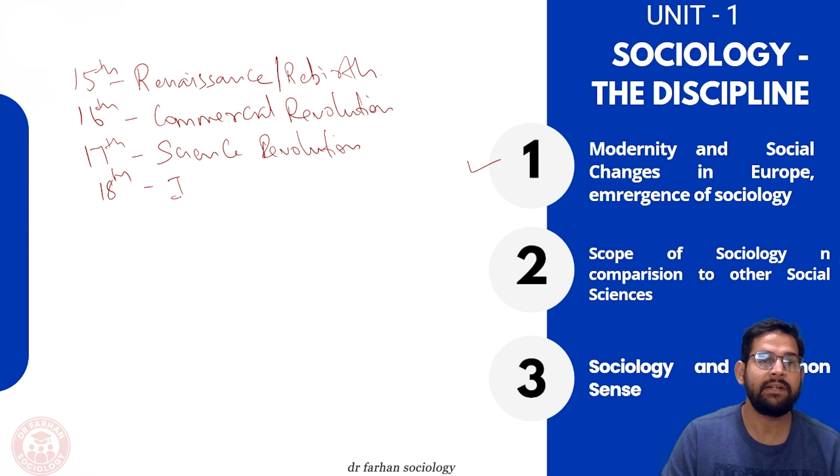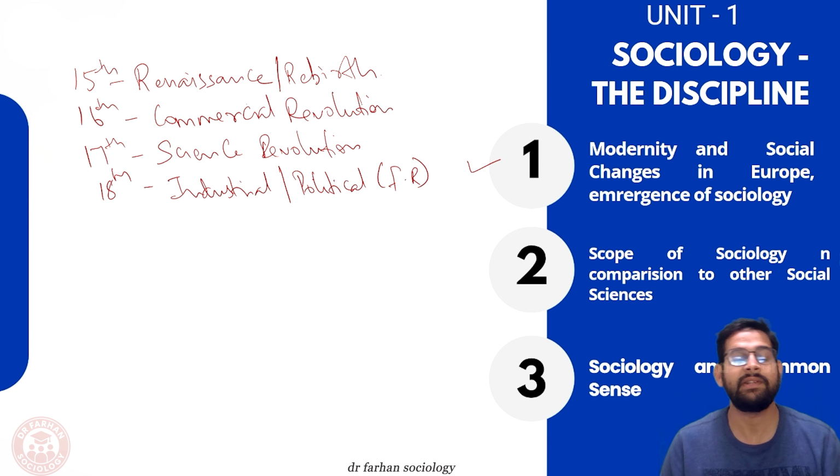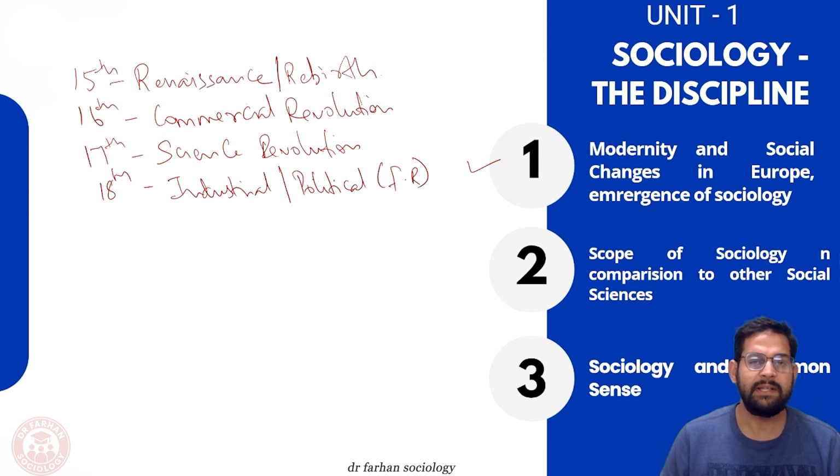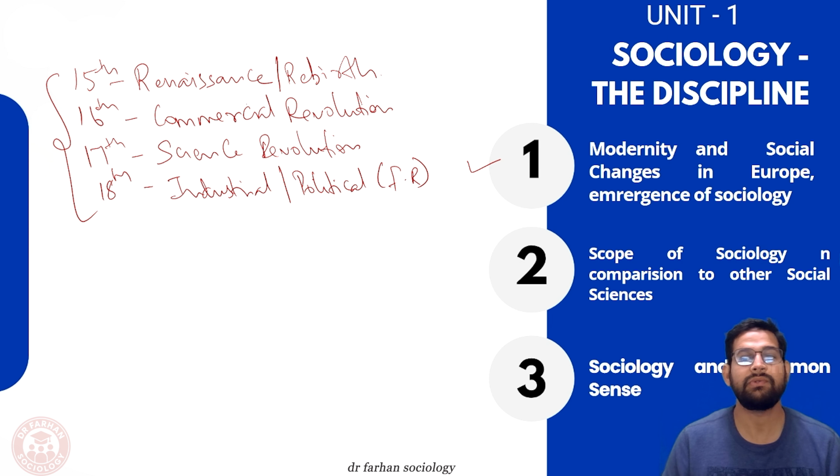That started with the industrial revolution and also with the help of political revolution. Mostly this political revolution is associated with the French Revolution of Europe. Now, in this first topic of your Unit 1, Modernity and Social Changes in Europe, we are trying to take a look at how the social changes are coming in Europe.